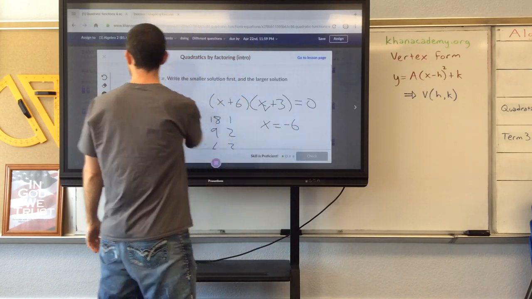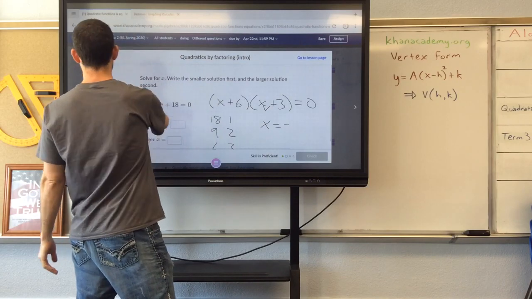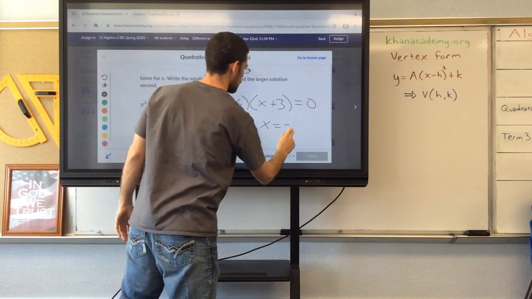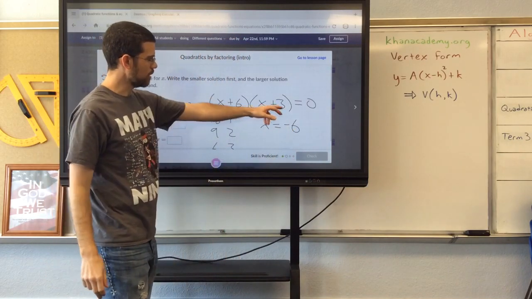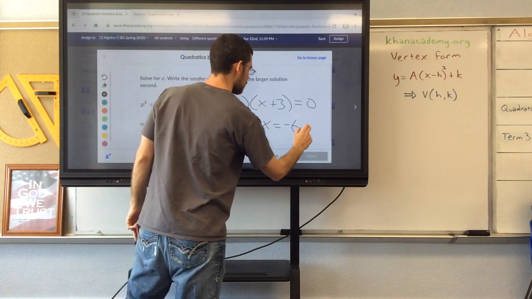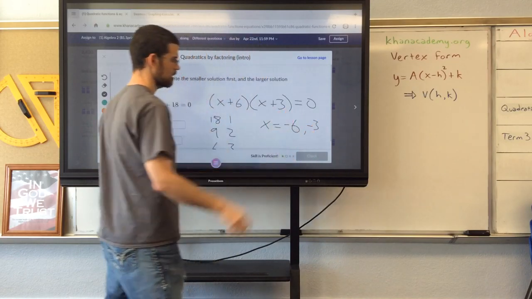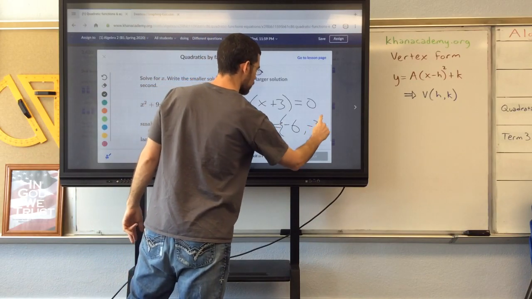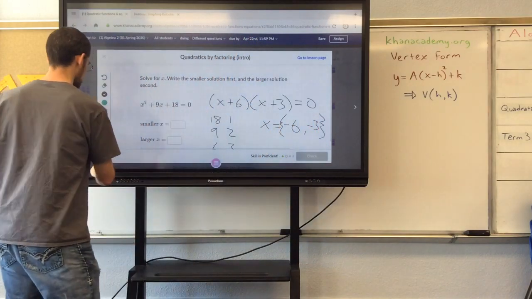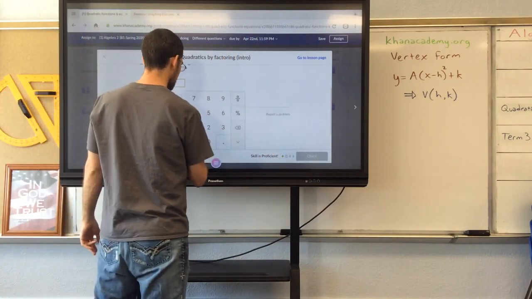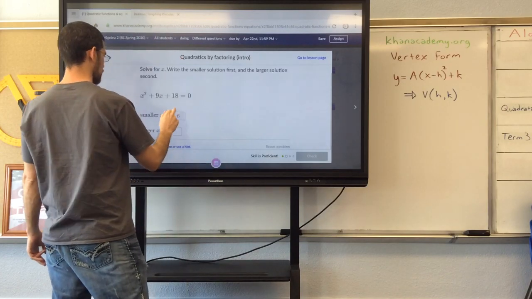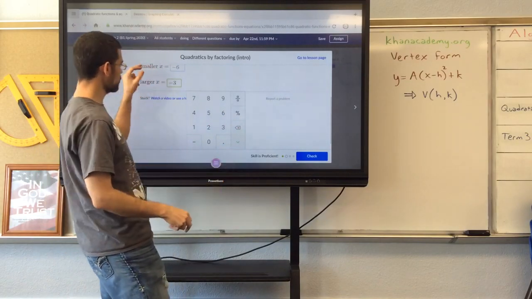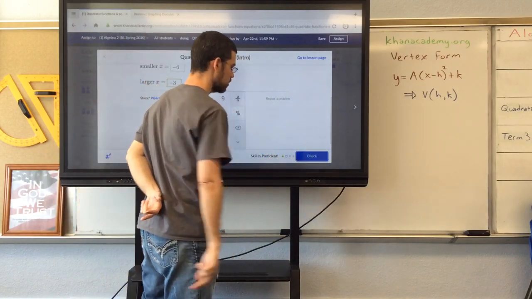negative 6. And to make x plus 3 equal 0, it'd have to be negative 3. Negative 6 is less than negative 3, so this is our smaller one, negative 6. And negative 3 is our larger x value. Negative 6 for the smaller, negative 3 for the larger.